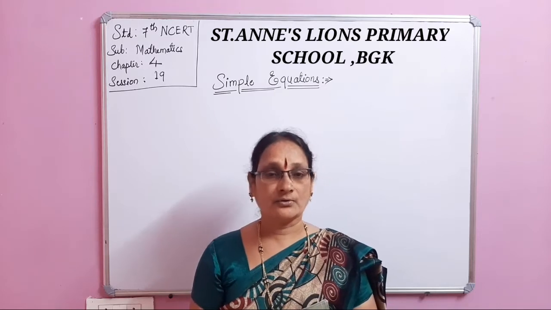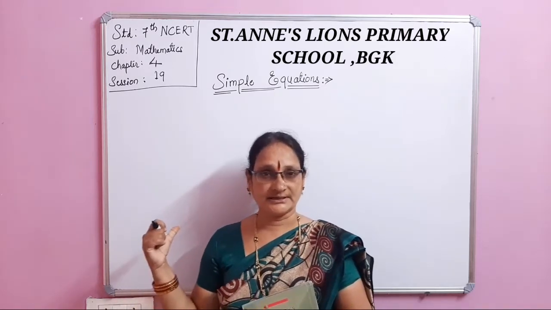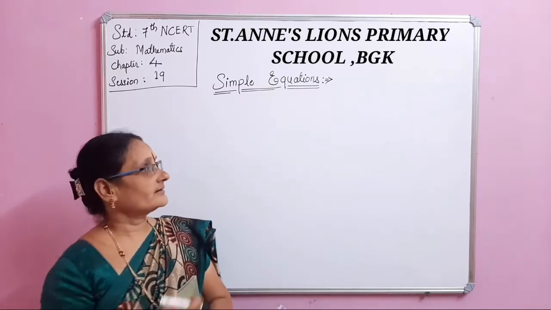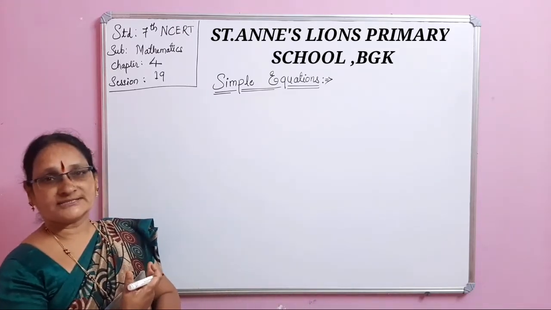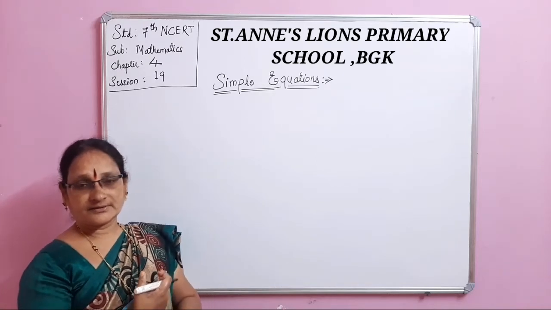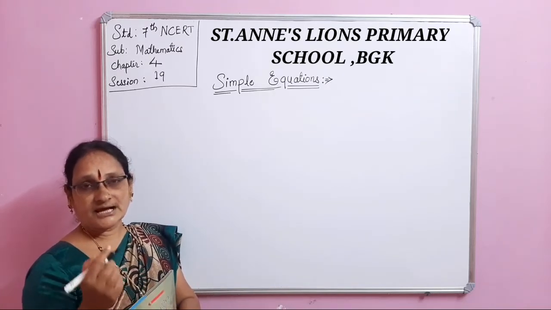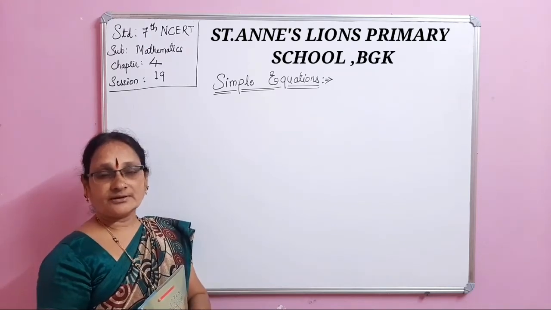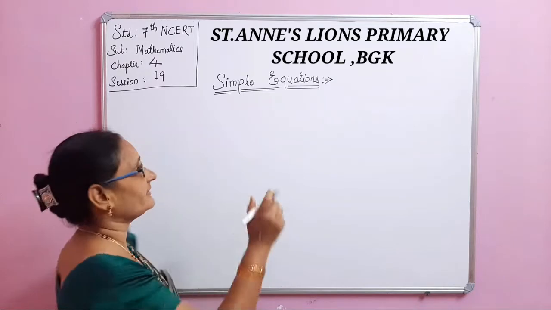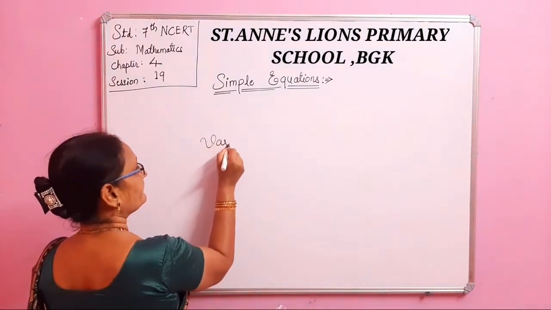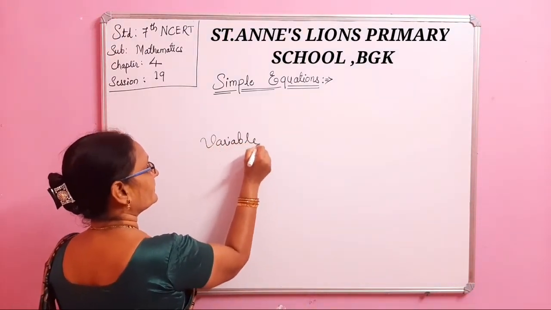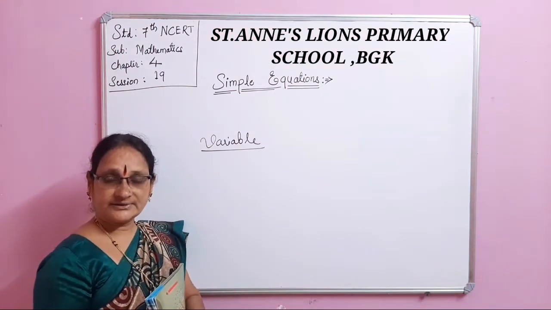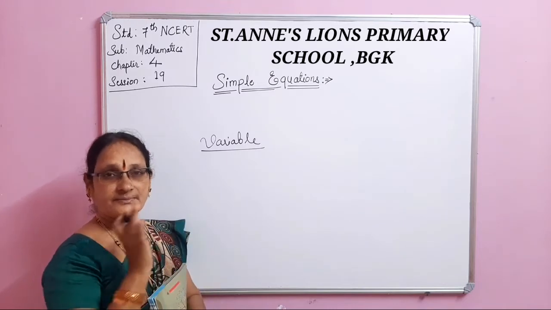Okay children, now let us come back to the chapter, that is simple equations. First, as you know, I already told you this is the branch of mathematics, that is algebra. In algebra, I am going to tell you a few basic things. The term variable is very very important. See here, variable. What is this variable?